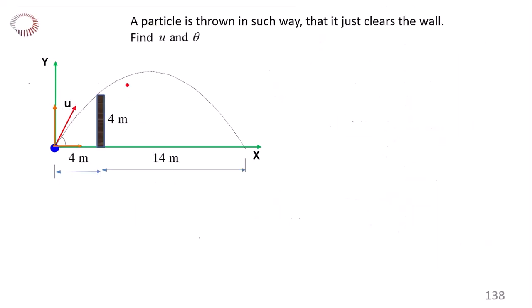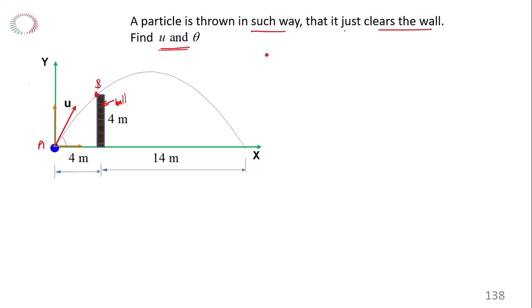So let us do some problem where a particle is thrown in such a way that it will just clear the wall. This is the wall, and the particle is thrown from point A, let us say, just touching the wall. That means B is a point which is lying on the parabola because it is touching the wall. Now you are asked to calculate u and theta. For this situation the value of u is not given, so you are asked to calculate it.